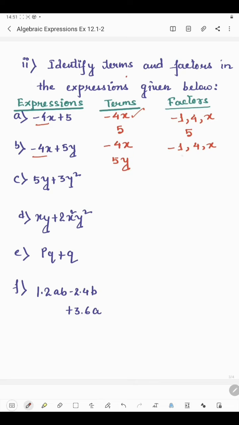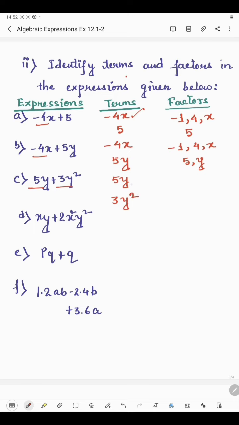And the factors of 5y, how have we got 5y? If you multiply 5 and y, then only will you get 5y. So the factors of 5y will be 5 and y. Okay. Now coming to the C part. So the terms of these expressions are 5y and 3y square.